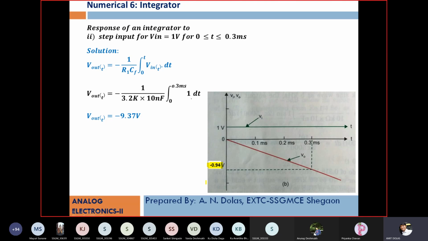So here, in this way, for step input, the integrator provides you the output. Output is what? Output is a negative going ramp for positive step input. If somebody is asking you for -1 volt at 0.3 millisecond, it will be a positive going ramp and exactly the same amplitude you will get, 9.37 volt, but positive.